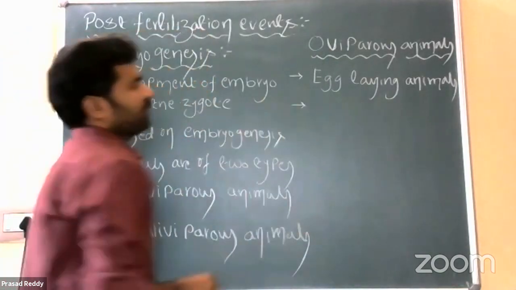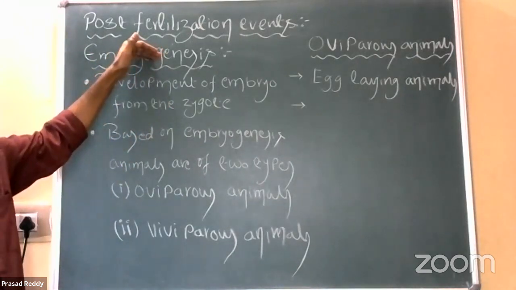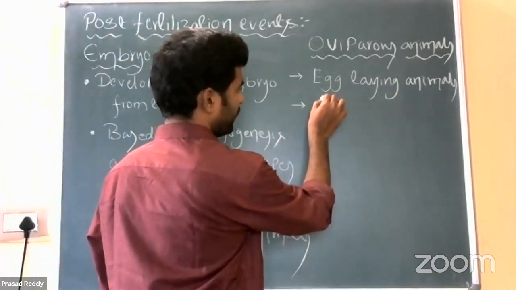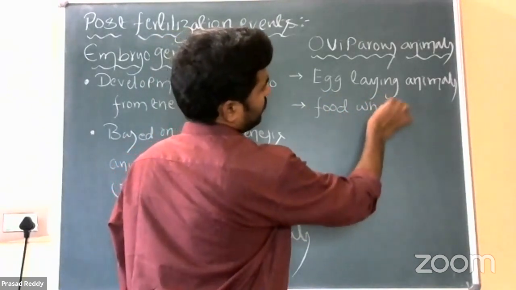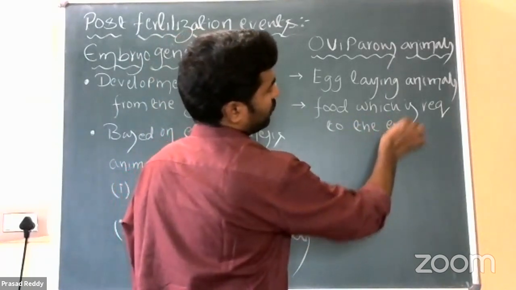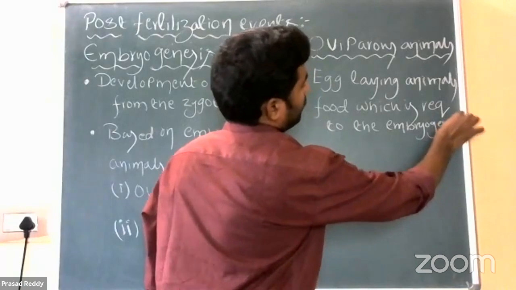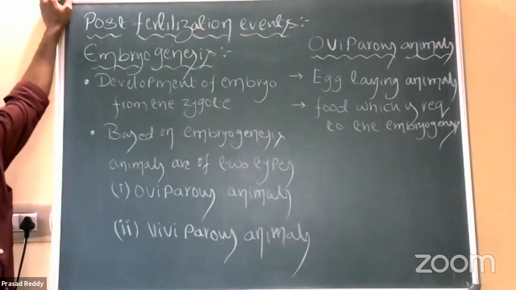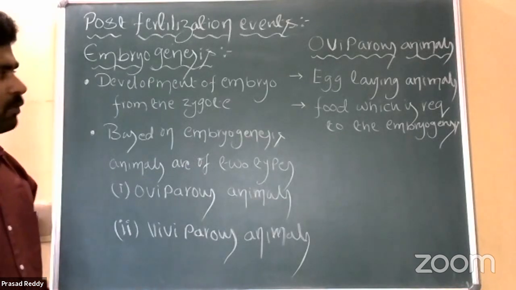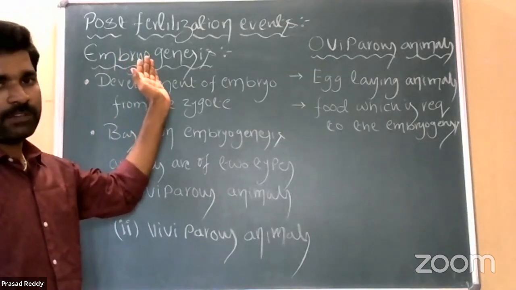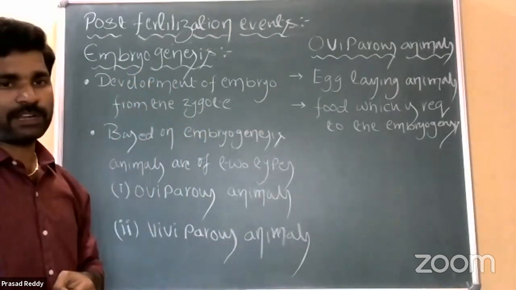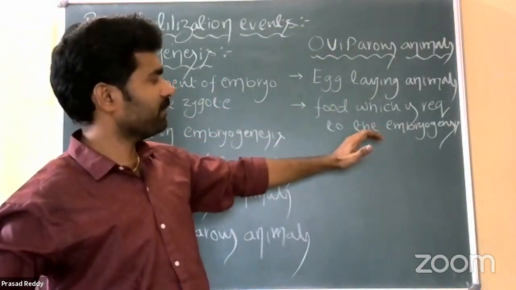And one more thing here. The food material which is required for the embryogenesis, or development of embryo, is already preserved or stored inside the egg. Why? Because zygote gradually develops into embryo, and for that embryogenesis some amount of food material is required. So that food material is already preserved inside the egg.